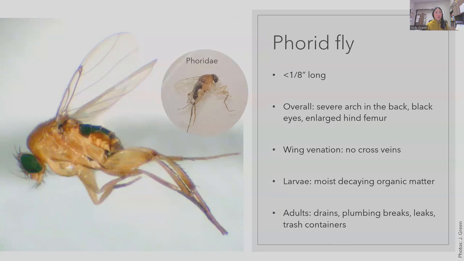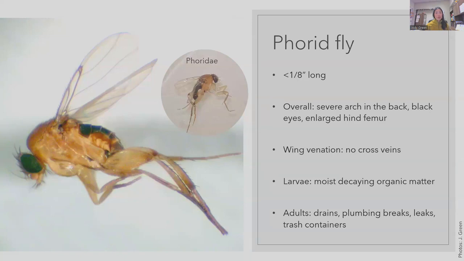Next, we've got the phorid fly. The phorid fly may look similar to a fruit fly, but it will always have dark eyes. It has a humpbacked body, and I think it's got really long legs. But when you look at the wing veins, it doesn't have any cross veins in those wings. They're just very few, and they're pretty parallel. The larvae will feed in moist decaying organic matter, really gross stuff sometimes.